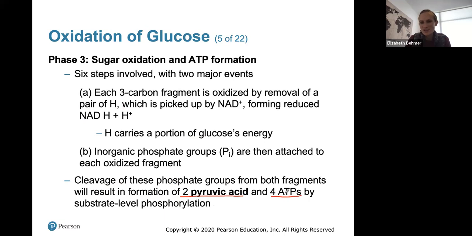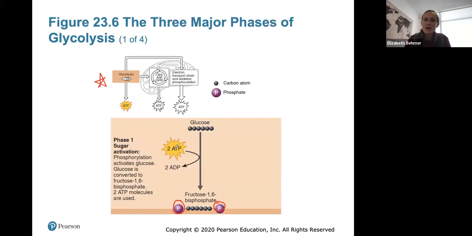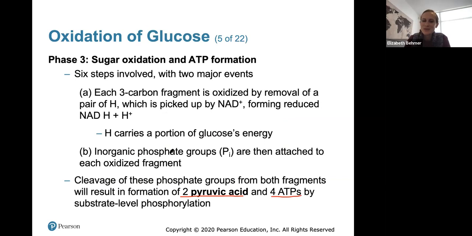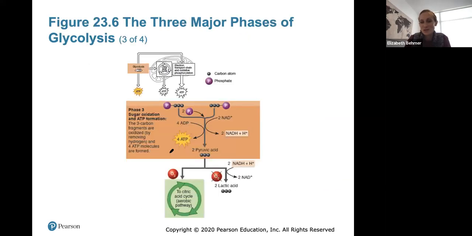These 4 ATPs are formed. We say the net total gain of ATP from glycolysis is only 2, and that's because we require 2 to start the process. So even though we're creating 4 ATP at the end of glycolysis, since we started, we had to use 2 to start the process. Net ATP total for glycolysis is only 2.